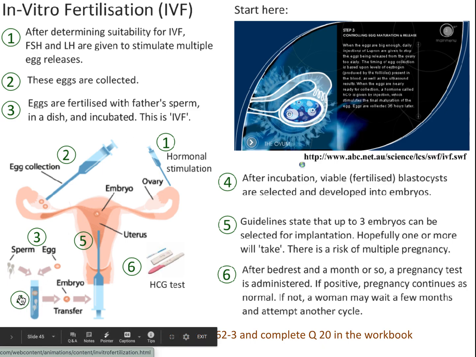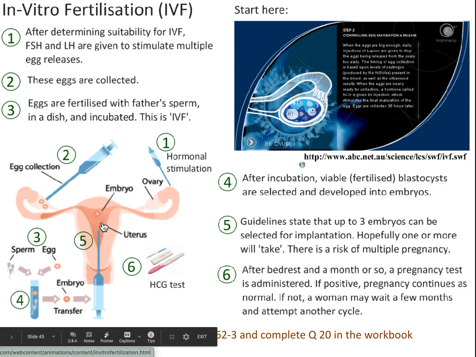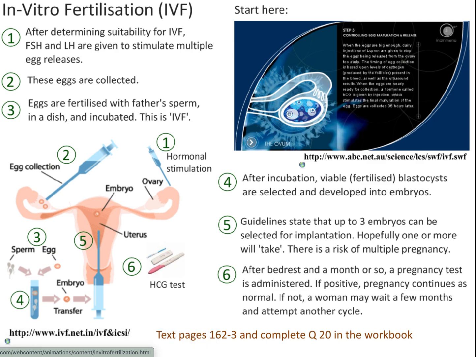So we're down here at step 4. So they're incubated here. After incubation, viable or fertilized blastocytes, so once these eggs and sperm have come together and they've started to divide into multiple cells, that's called a blastocyte. The blastocyte is selected and then inserted into the female's uterus. Guidelines state that up to 3 embryos can be selected for implementation. So there is a potential risk of having multiple pregnancies at once, and this is why oftentimes when someone does in vitro fertilization, they may end up having 2 children or 3, not just 1.